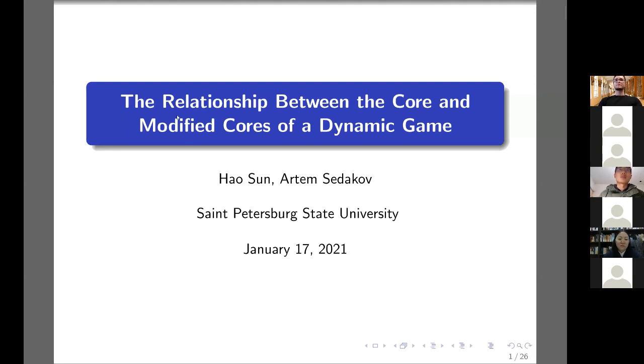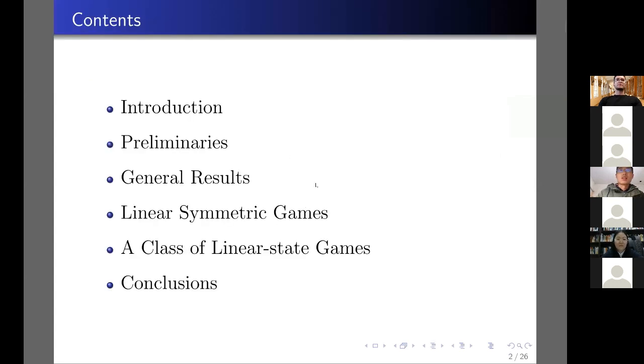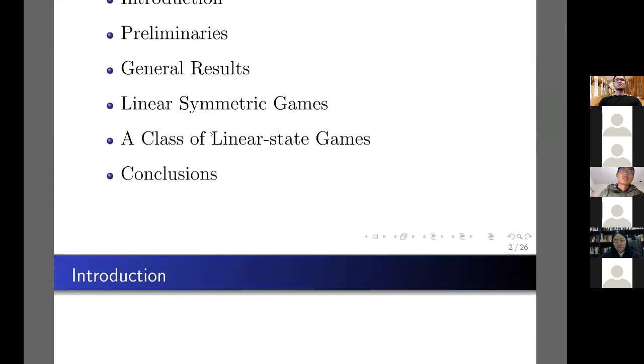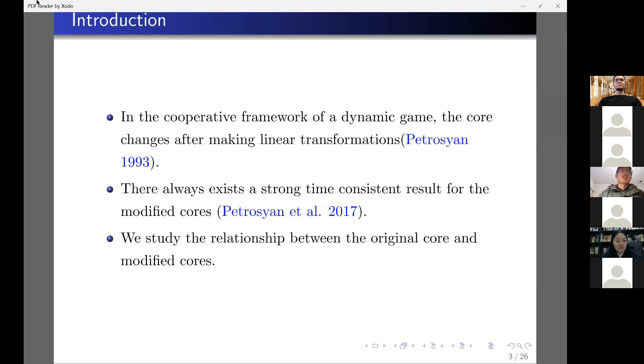The topic of my presentation is the relationship between the core and modified cores of a dynamic game. The table of contents is as follows. We consider the cooperative cases of a dynamic game, and we take the core as a cooperative solution of the game.